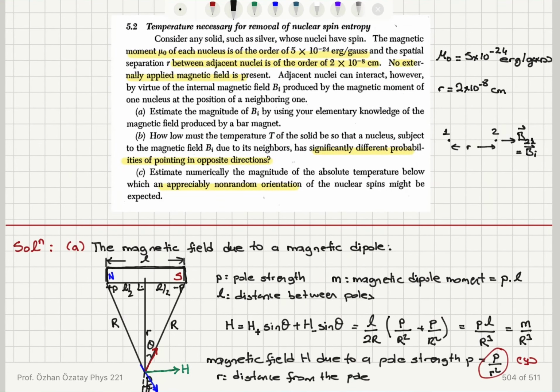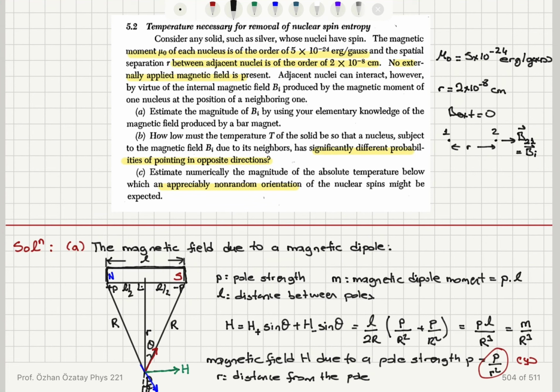So let's review what we said. We're considering any solid whose nuclei have spin, and the magnetic moment of a nucleus is 5 times 10 to minus 24 ergs per Gauss. Distance between nuclei, r, is 2 times 10 to minus 8 centimeters. There is no external magnetic field, so B external is 0. So they create a magnetic field on each other, and we're estimating the magnitude of this magnetic field that they create.